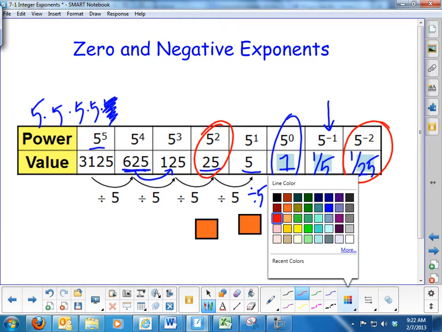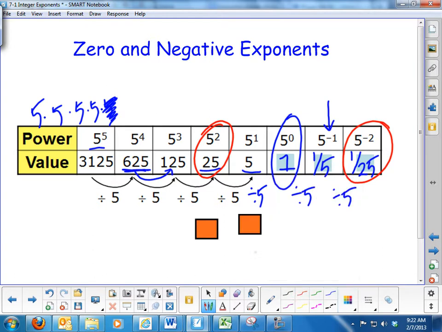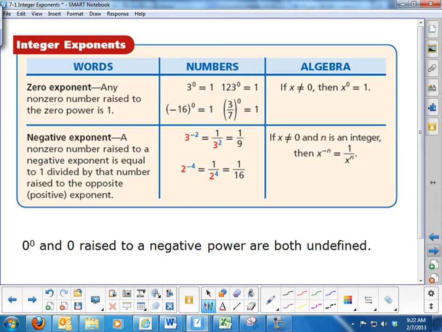Let's look at that similarity of the 5 to the 1st power. If I look at 5 to the 1st power, I have 5. 5 to the negative 1st power, you still have that same 5, but now it's in the denominator of your fraction. That leads us to this slide right here. You're going to need to pause this and write this important information down.